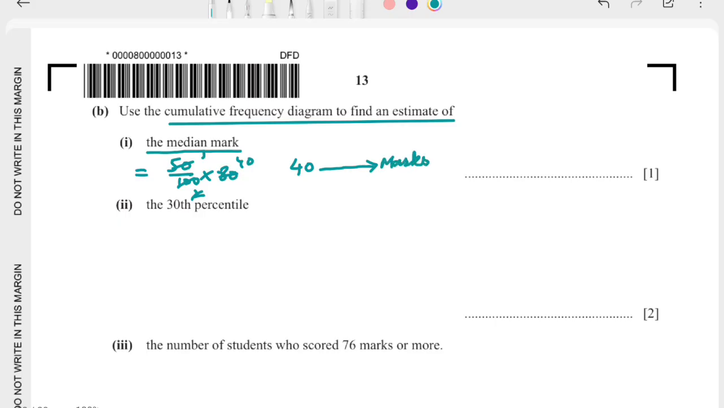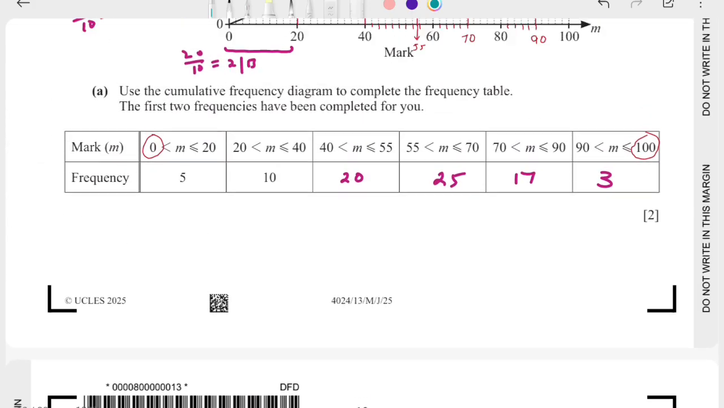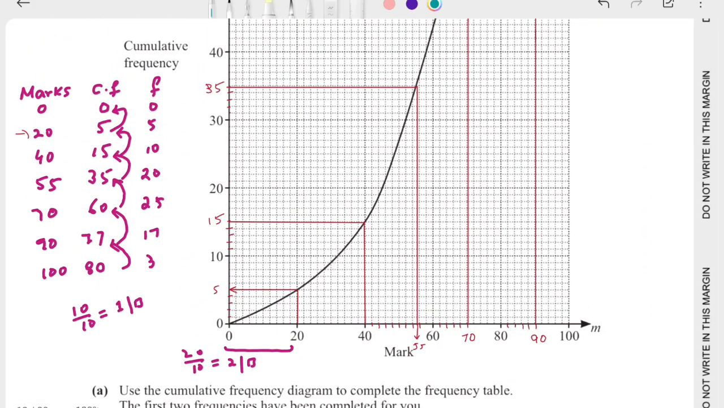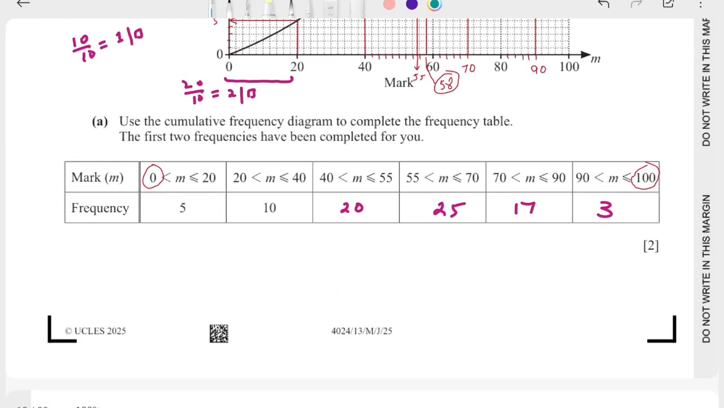So we'll take help from the graph. So 40 is here. We have to see the corresponding value, and this would be 58. So median mark would be 58.